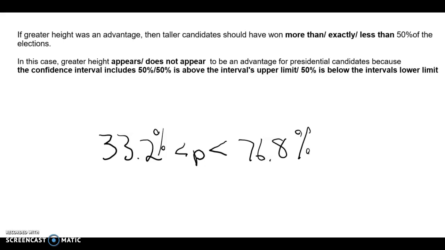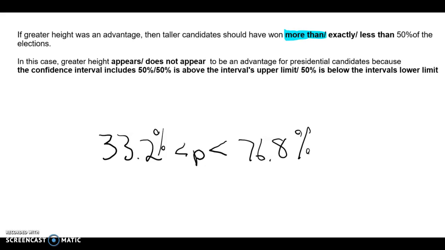So we have some fill in the blanks here to show that we understand what this confidence interval means and how we can use it. So let's go ahead and do those. If greater height was an advantage, then taller candidates should have won more than 50% of the elections. If height's your advantage, then that means it would help you to win more, right? And in this case, greater height appears or does not appear to be an advantage for the presidential candidates.